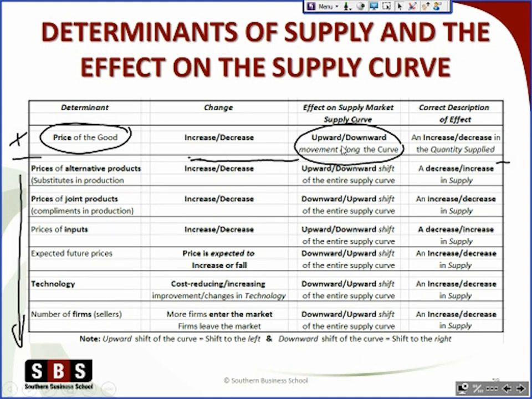So the prices of alternative goods cause a decrease or an increase in total supply, where the price of the good causes a decrease or an increase in the quantity supplied. There have been questions on this previously, so you've got to know what the difference is between the quantity supplied and the total increase or decrease in supply, in all supply. And the increase or decrease in the quantity supplied happens when there's a movement along the curve, and that movement along the curve is caused by a change in the price.